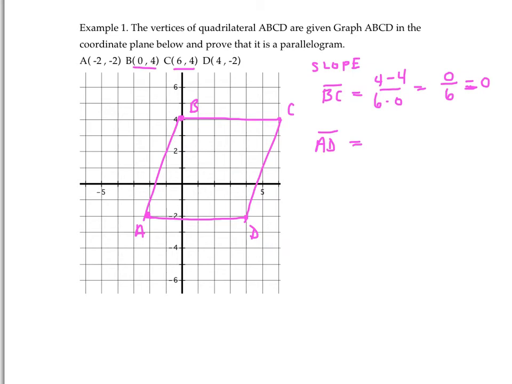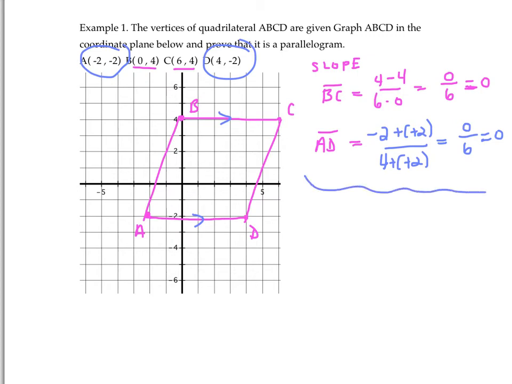Okay, for line segment AD, change colors here. I'm going to use these 2 points. We want to find the slope, so we do -2 minus -2 over 4 minus -2. And we end up with -2 plus 2, which is 0, over +6, which is also 0. All right, that's enough information for us to say that those two segments are parallel. Okay, but that's not enough information to prove that it's a parallelogram.